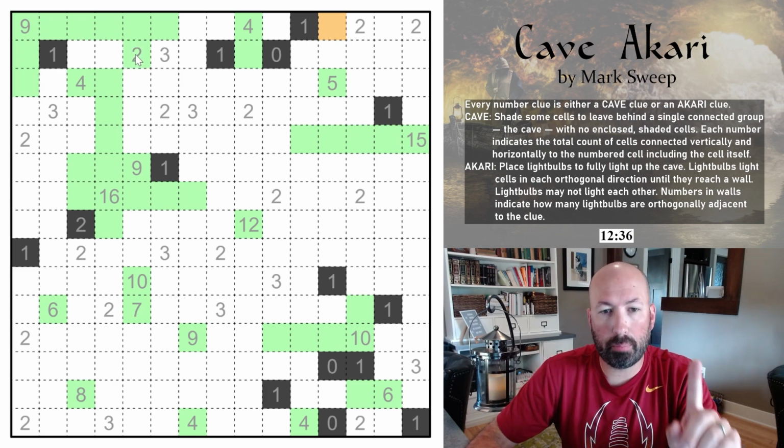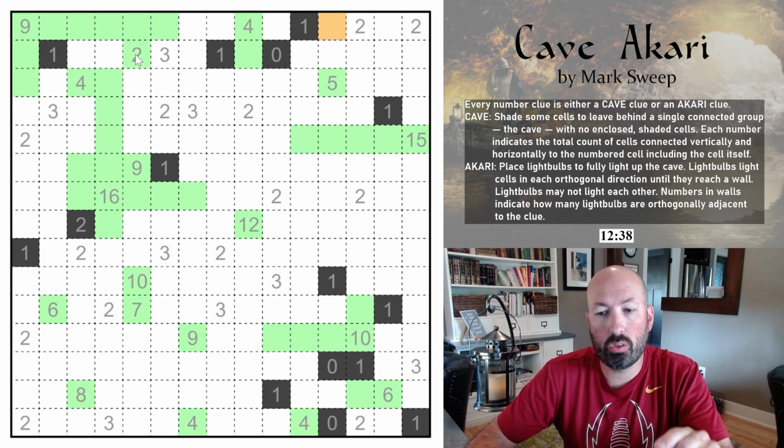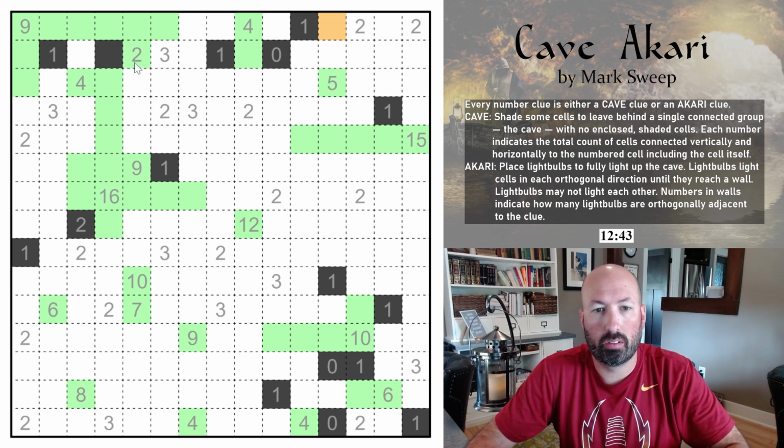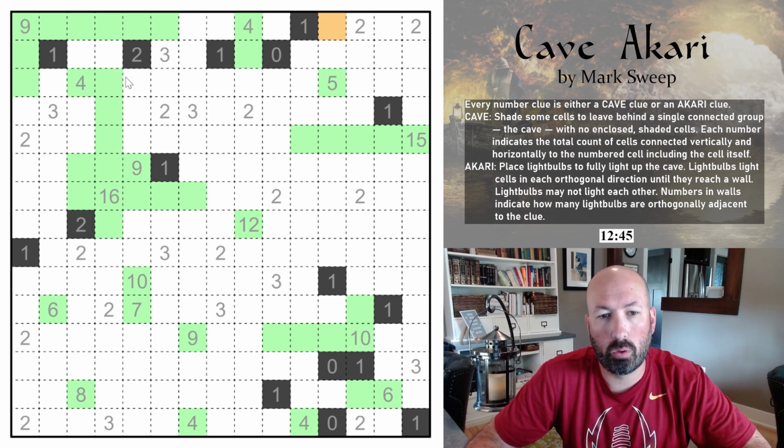Okay. This one cannot be green. If we make this 2 green, we've already used our 2, and we'll have to put blacks around it, and we've got our checkerboard. So this has to be part of the wall.